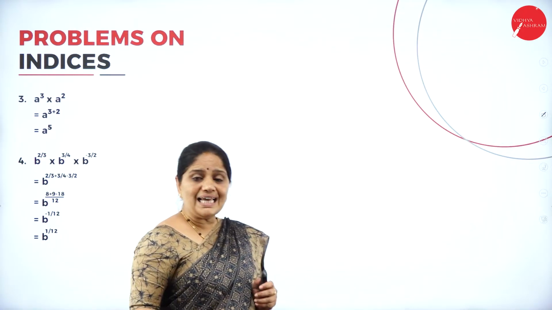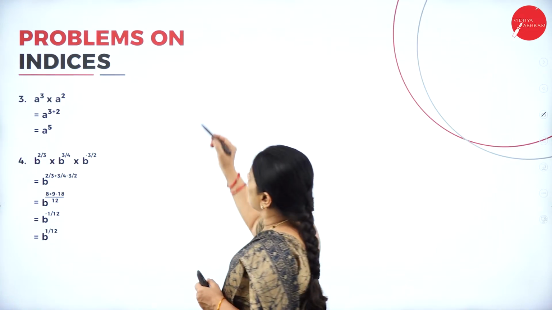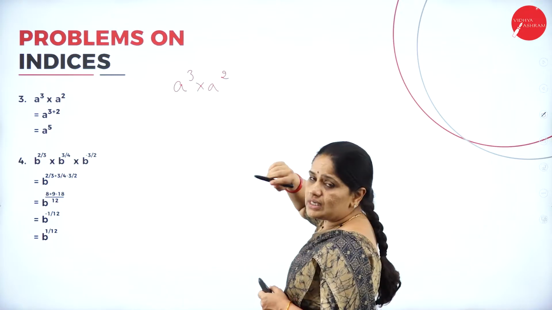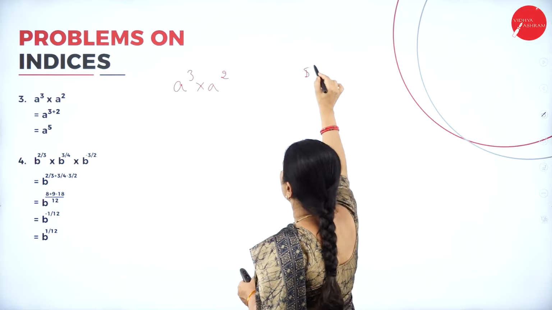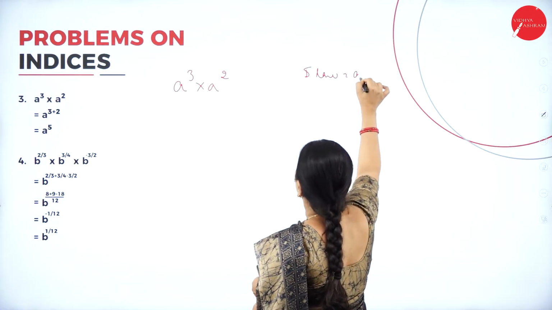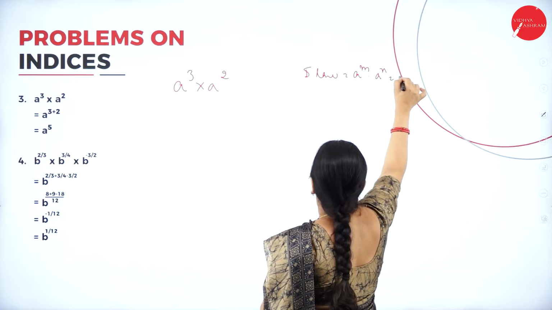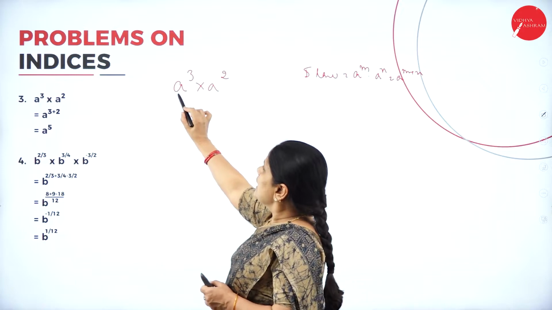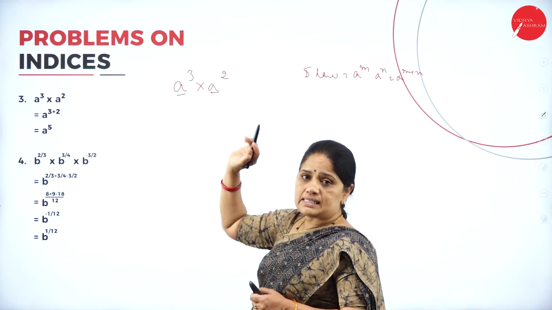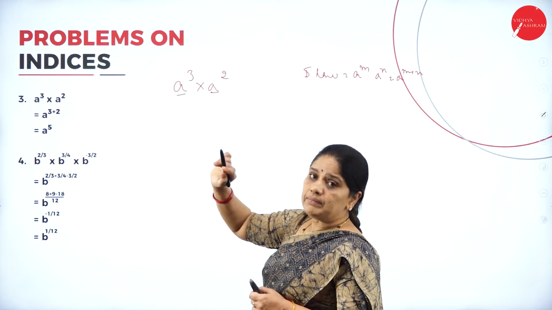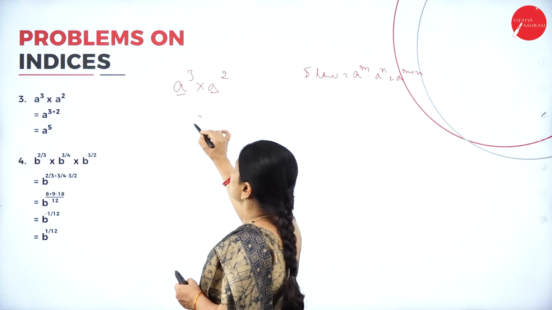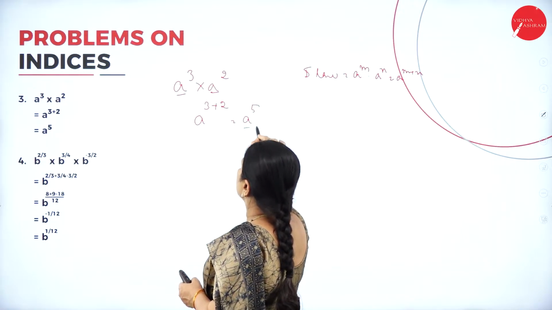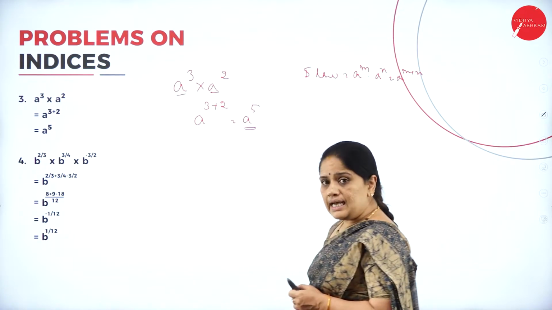Now, let us go to the next problem. So, what is the next problem here? a cube into a square. What does this problem relate to? The first law. What does the first law tell us? a to the power of m into a to the power of n equals a to the power of m plus n. Now, if you can observe here, the bases are same. So, when the bases are same, the powers can be added. So, a to the power of 3 plus 2. So, this is equal to a to the power of 5. So, this is the answer.